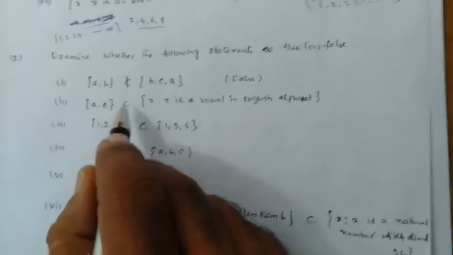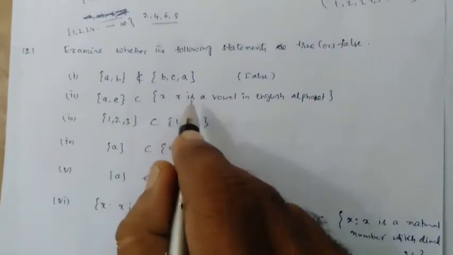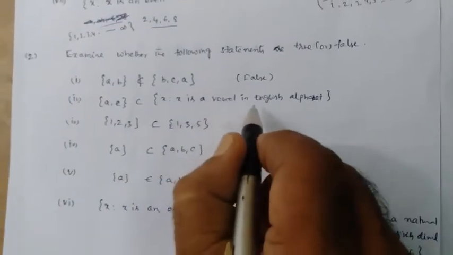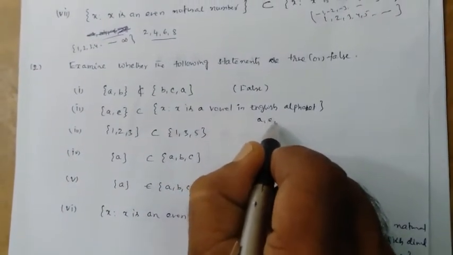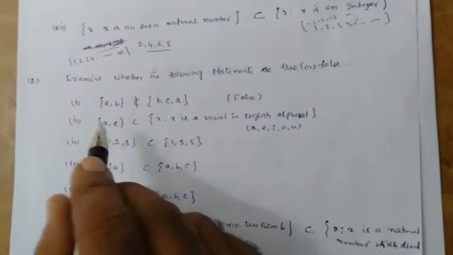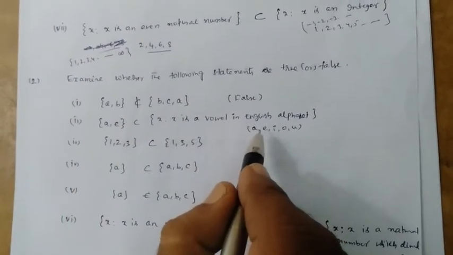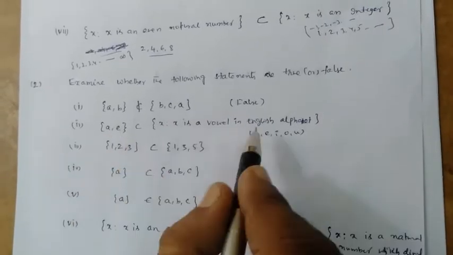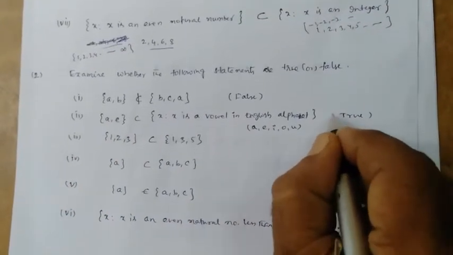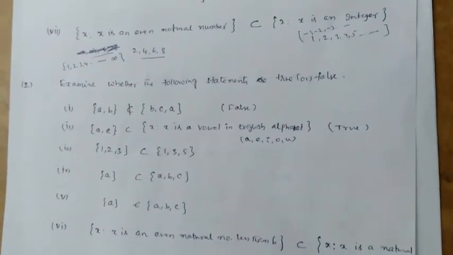A comma E is a subset of X such that X is a vowel in the English alphabet. The English alphabet vowels are A, E, I, O, U. Right? So here A comma E is a subset of these elements. So clearly this is a true statement.